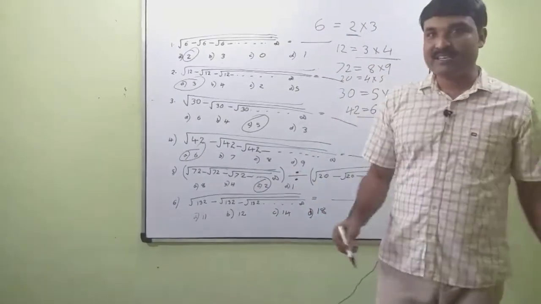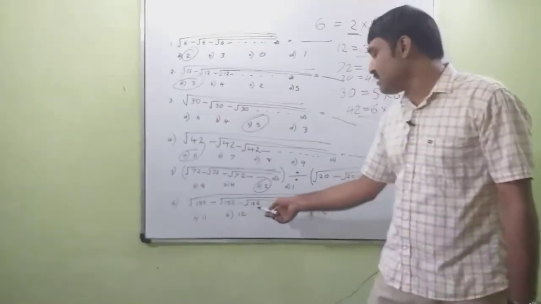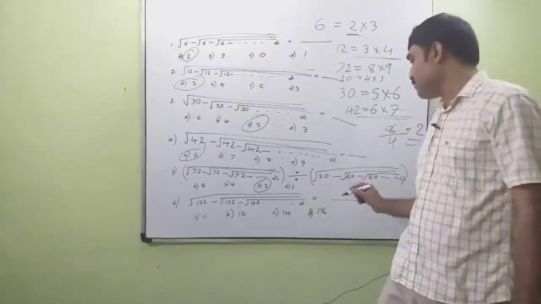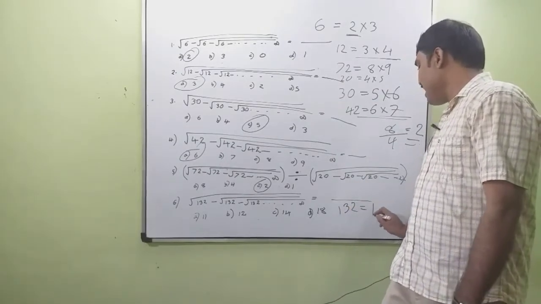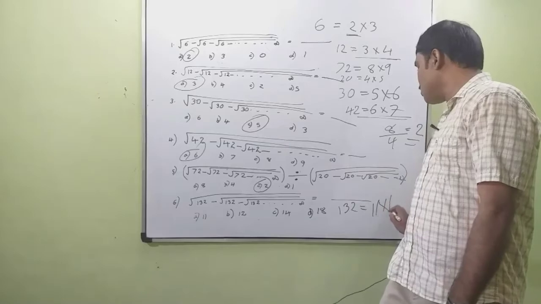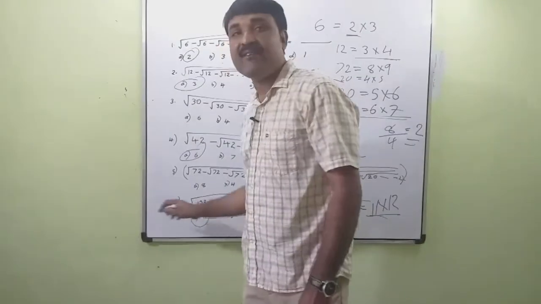Look at the last question. Square root of 132 minus square root of 132 minus, this sequence goes to infinity. We can write 132 is equal to 11 into 12. So the answer is A, that is 11.